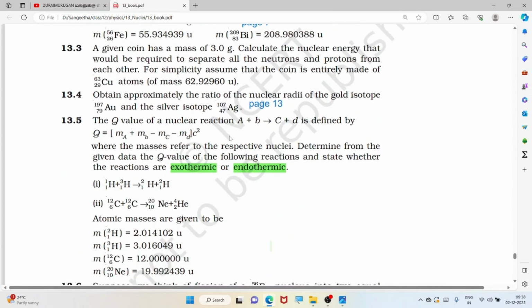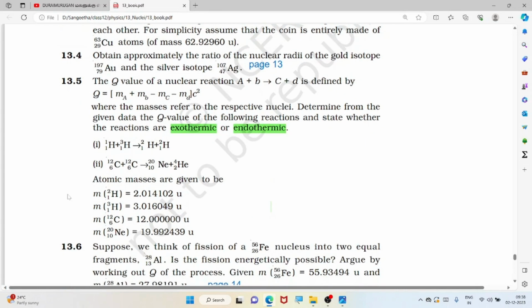The Q value of the following reaction is defined. This is how we have to compute the Q. Okay, reactant minus products, where the masses refer to the respective nuclei. Determine from the given data whether the Q value is endothermic or exothermic. They are asking for the following reaction. We have to use these values.